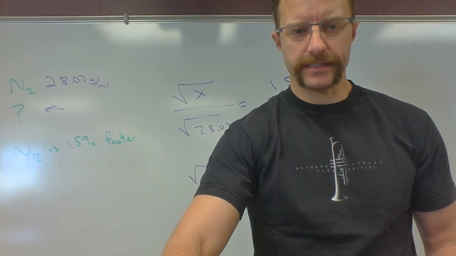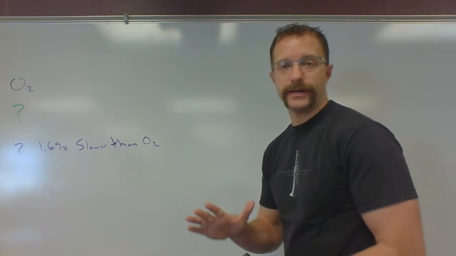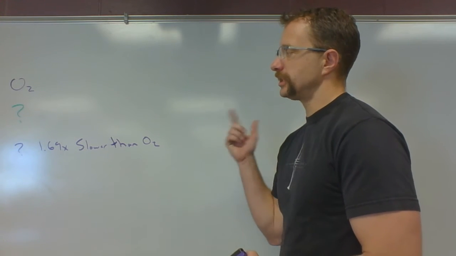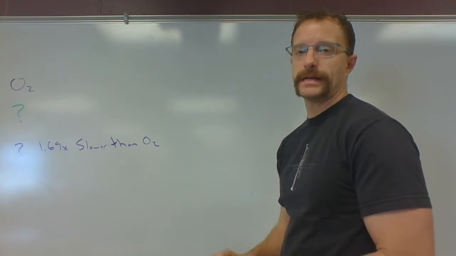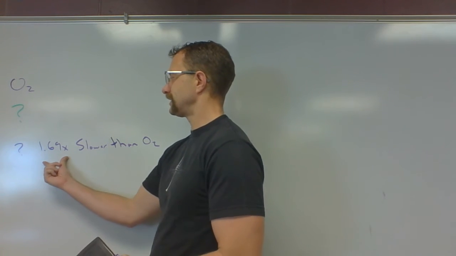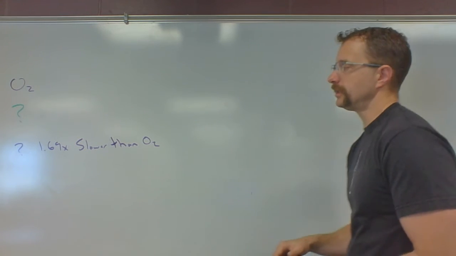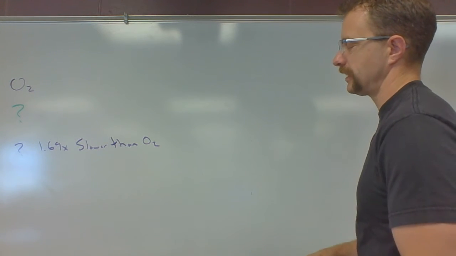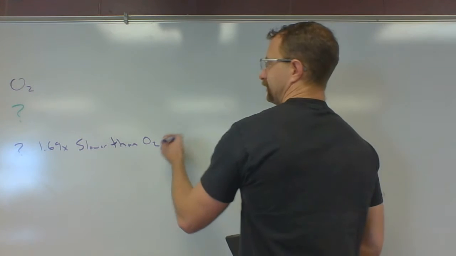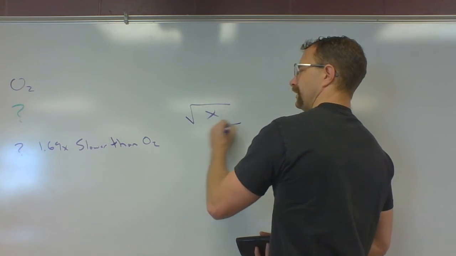We'll look at number 6 here in a second. The thought process for number 6 is very, very similar. It tells us about oxygen and an unknown gas again. We're looking for the molar mass of the unknown gas again. This time they tell us this gas is 1.69 times slower than oxygen. So again, it's got to be bigger than oxygen, which is fine. There are lots of gases bigger than oxygen. So again, when I put it together, I like to solve for the thing I want by putting it on top.